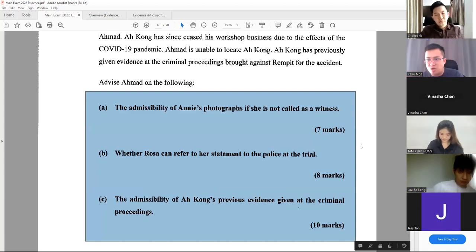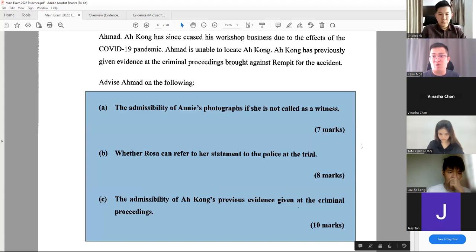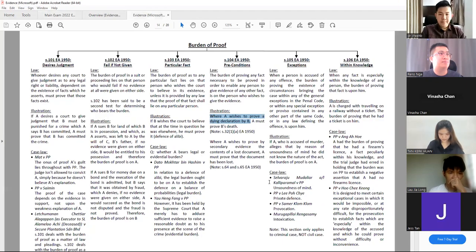If can, which law? So, like I pointed out just now, photograph can be admissible under section 90A because it's printed out by computer, right? I believe everybody will agree camera is a computer, right? So it's admissible under section 90A. So what is the requirement for section 90A? Let me show you.